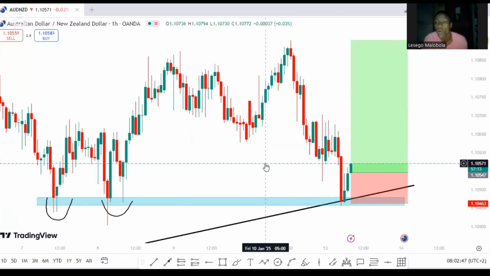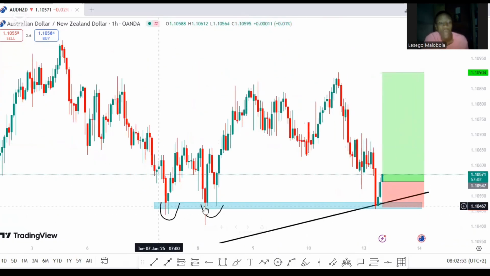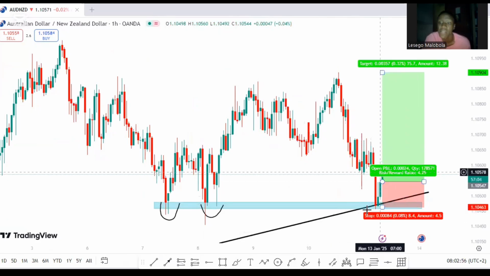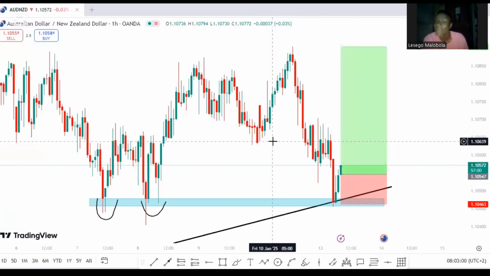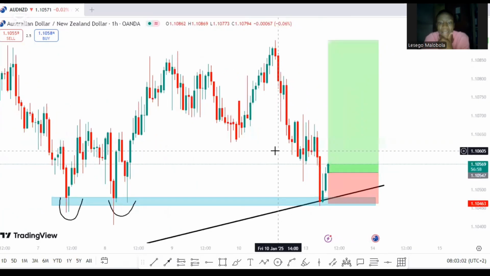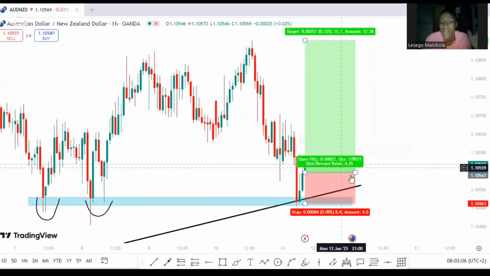Entries are kind of valid right now as we speak, guys. We have at least 30 confirmations, right? We have our trend, we have our third touch, we have our support, and we have the candlestick confirmation, right? So entries are kind of valid on AUD and ZB, guys. Like I said, I will be updating you on how it went, right? But for now, these are the entries.